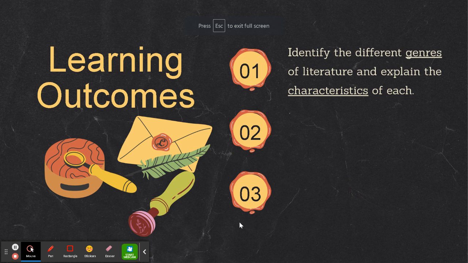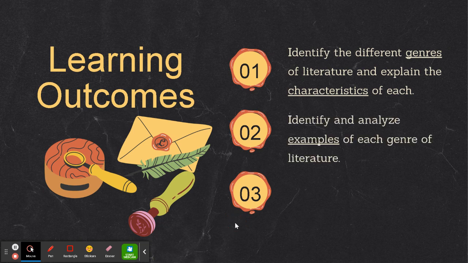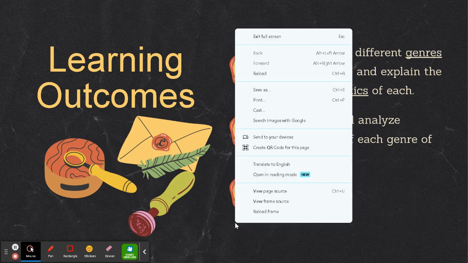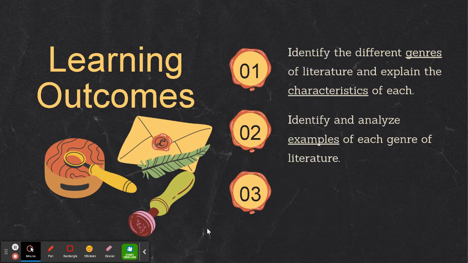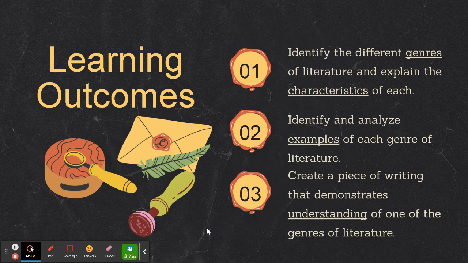The learning outcomes of this slideshow are to identify the different genres of literature and explain the characteristics of each, identify and analyze examples of each genre of literature, and create a piece of writing that demonstrates understanding of one of the genres of literature.